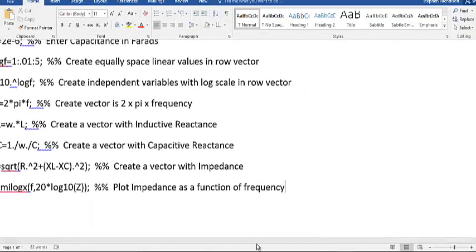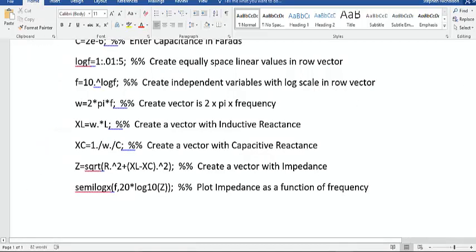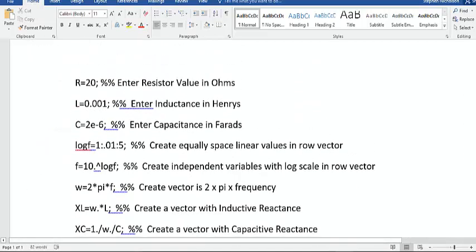I included some comments, so there's a lot of comments. The first line says the resistance is some value, R is equal to 20 ohms. The second one is the inductance, which is 0.001 henries. The third number is capacitance, which is 2 times 10 to the minus 6.